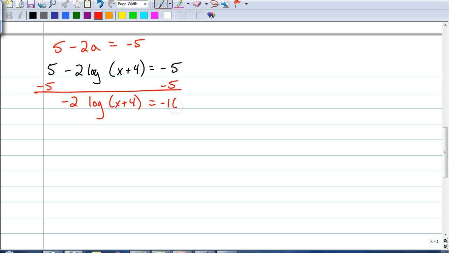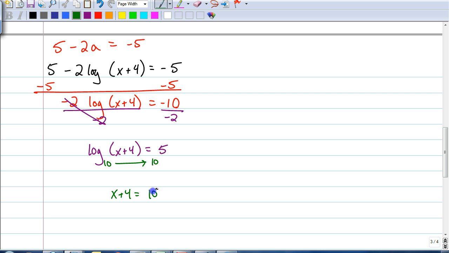And negative 5 minus 5 is negative 10. Now I'm going to divide by negative 2. And negative 10 divided by negative 2 would give me 5. My next step is to get this in exponential form. So it's going to be x plus 4 equals 10 to the 5th. And 10 to the 5th is the same as 100,000. So now we just subtract 4 from both sides, and you'd get 99,996 is your answer. So some of these you might get some rather large answers, but that's going to be okay.